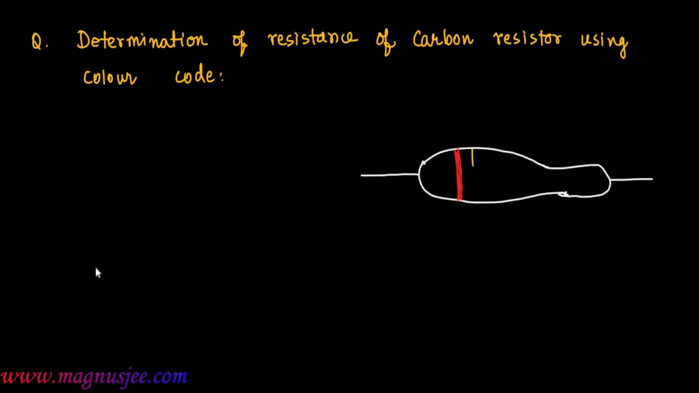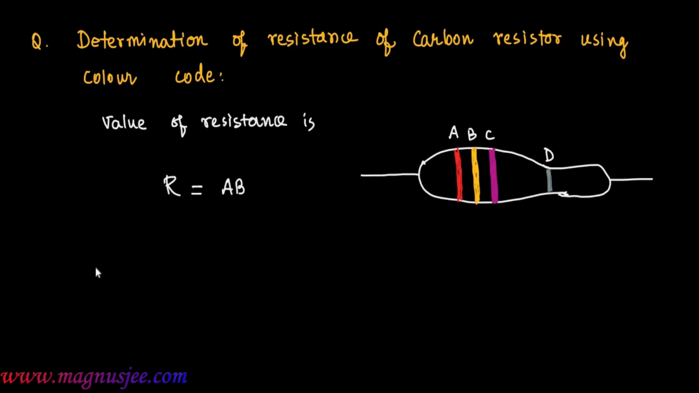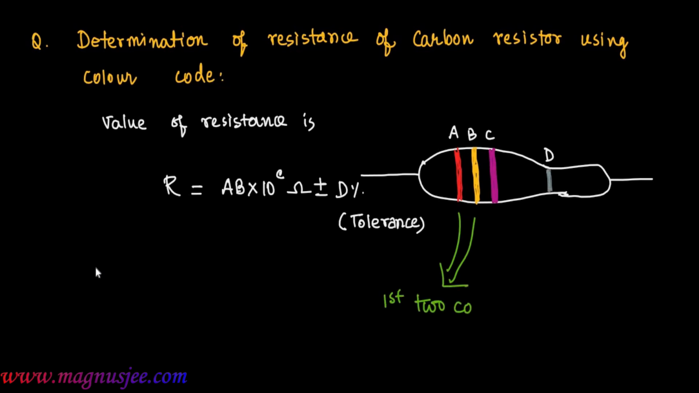There are four different color strips. These are the first three color strips, with colors red, yellow, and violet, and there will be a fourth color strip, D. D is the fourth color strip. Now, the value of resistance of the carbon resistor is capital R equal to AB into 10 to the power C ohm plus minus D percent, and D indicates the tolerance or accuracy.